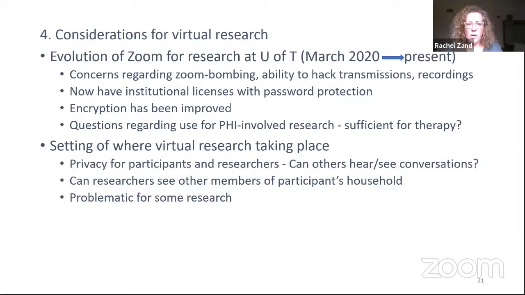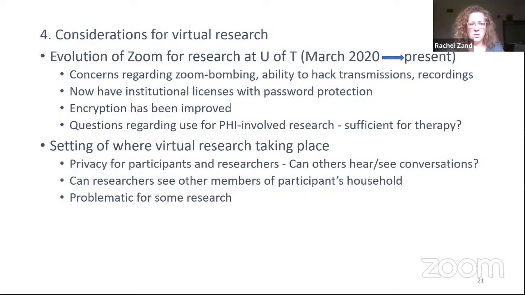Initially, when researchers started to use Zoom and the REBs were aware, this was back in March 2020, they were concerned about the use of the technology itself. There were a couple of reports from the Citizen Lab showing that the encryption was not complete and that there were ways to lift the recordings, to see people and to collect data. There were also the Zoom bombing incidents that had happened. The technology in terms of security has gotten better. We now have institutional licenses with password protection. The encryption that Zoom is using is much improved.